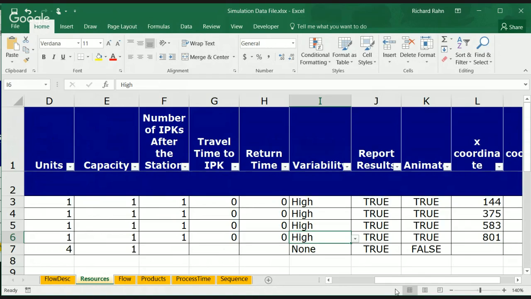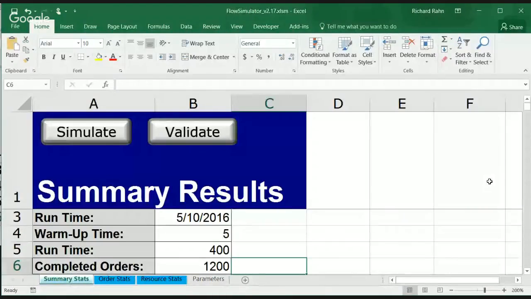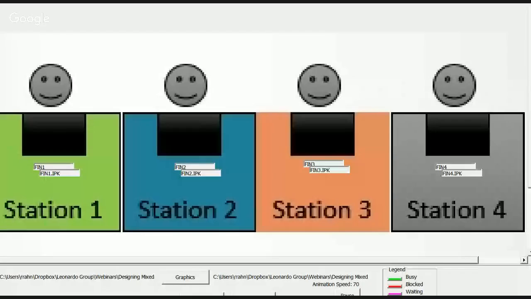So I'm going to add variability here. The only two things I changed was I added IPKs, a buffer of 1 piece, and I changed this variability to high. So I go up here and I save this. Again, I'm being very cautious here. I'm going back to the engine. I'm being extremely cautious. I think I did it. And I'm going to click on simulate.